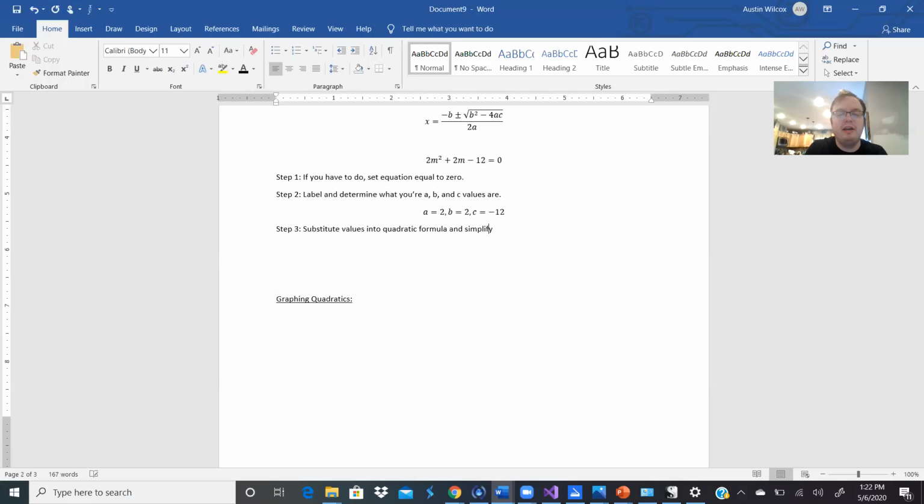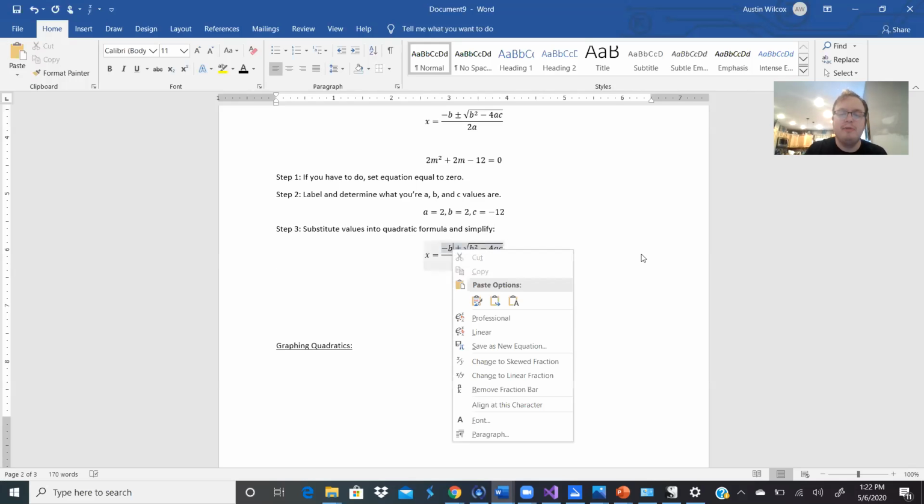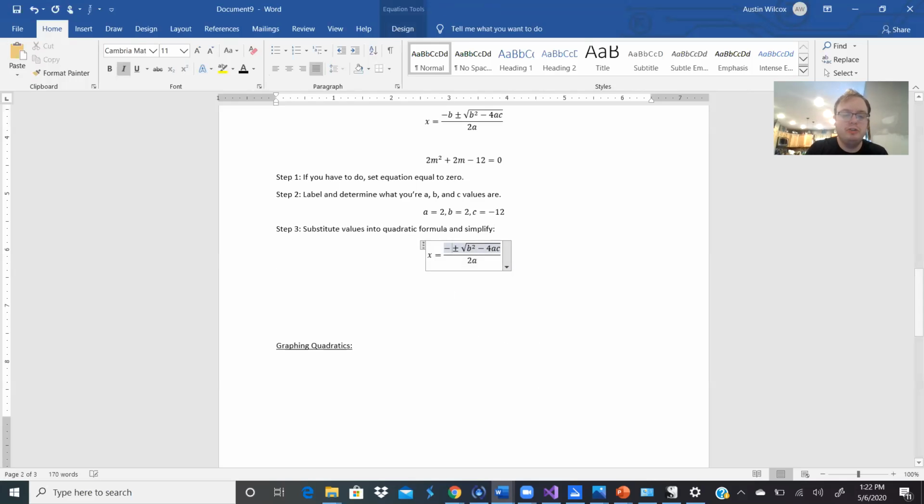and simplify. So here, in the quadratic formula, I'm going to put 2 in for b, then 2 squared minus 4 times a. A is also 2. I'm going to put the multiplication in between there, or else it looks like 42. And then I'm also going to put times c, and c is negative 12, all over 2 times a, and again, a is 2. Okay?